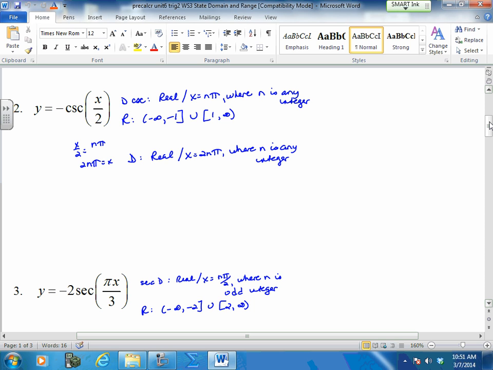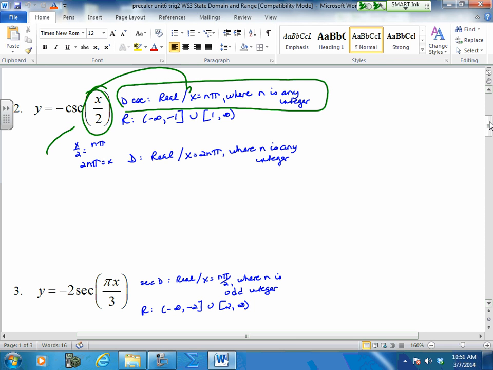A cosecant and a cotangent have the same. This is your n pi, where n is any integer. You start with your basic domain. Now, just take this and substitute it in for the x, right here. Solve, cross multiply, and solve.